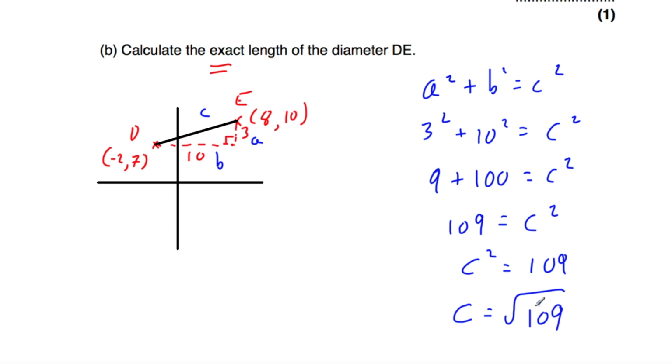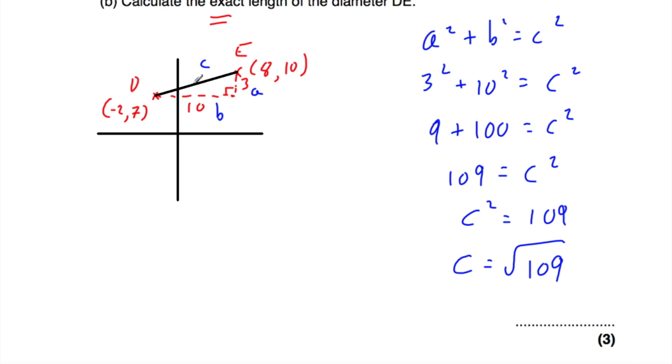And actually, if you do the square root of 109 in your calculator, if you press equals, it'll just come up as the square root of 109 or root 109. And that's because that cannot be simplified. And rather than giving this as a decimal, we've been asked to give it exactly. So the exact length of this line would be the square root of 109. And that's it. That's the length of that line, root 109.